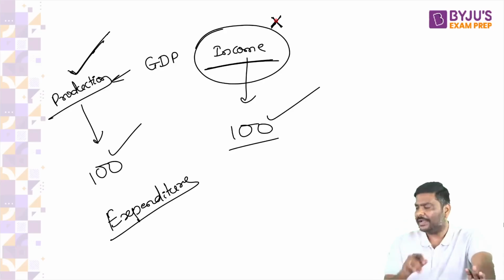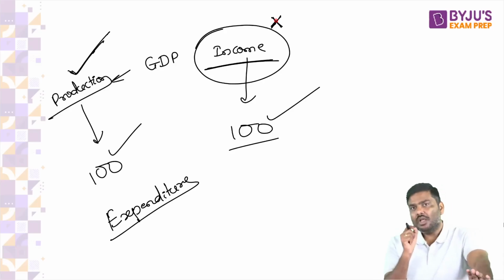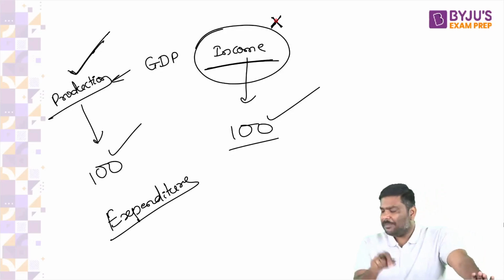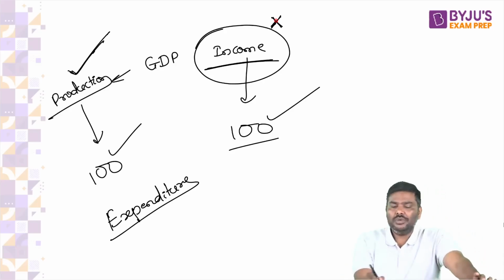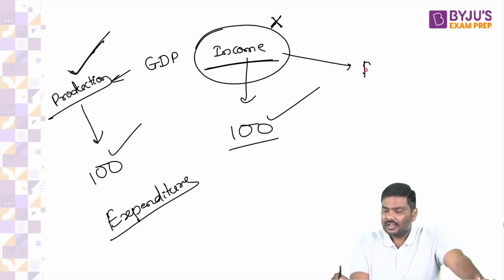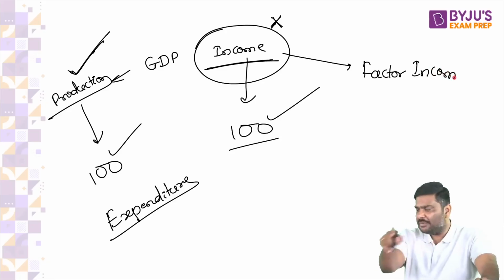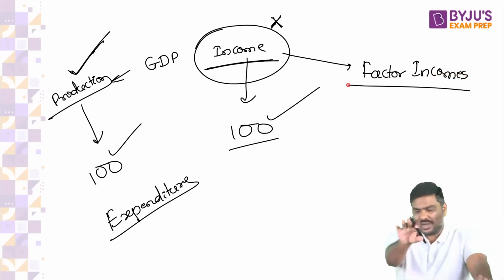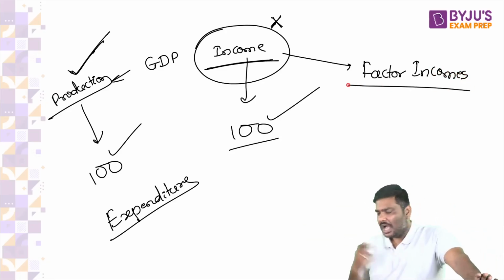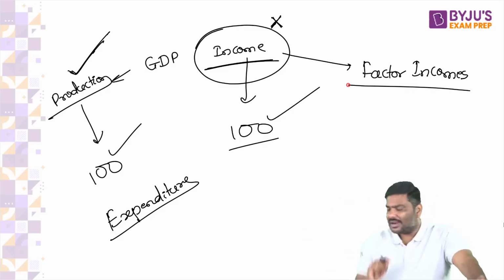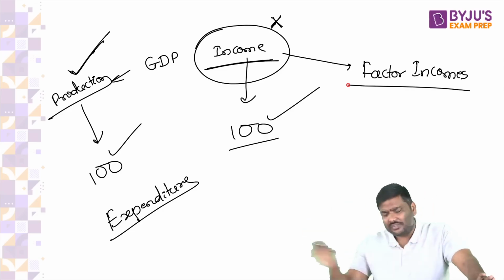I'll tell you why. The reason is, if you want to calculate GDP through the income method, you need to collect factor incomes. All of you will agree? That is how much everybody is earning. How much you are earning, how much I am earning, how much profit companies are making, how much rent people are earning. They will have to collect all the factor incomes.